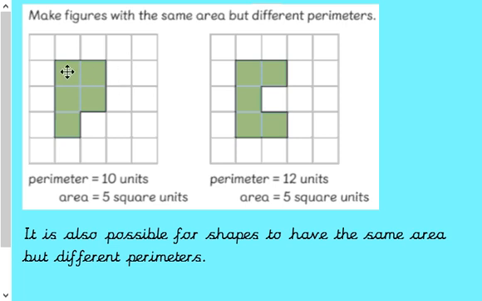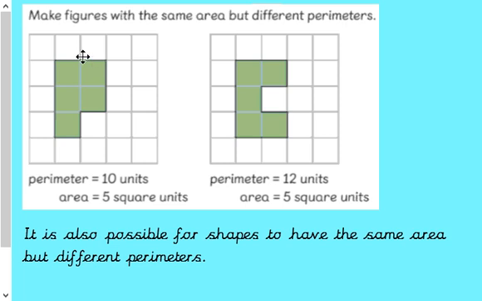And here, our area would be 1, 2, 3, 4, 5. So it would take up 5 square units on the page. And 1, 2, 3, 4, 5. So we can see that, yeah, they've got the same area. But the perimeter is slightly different.